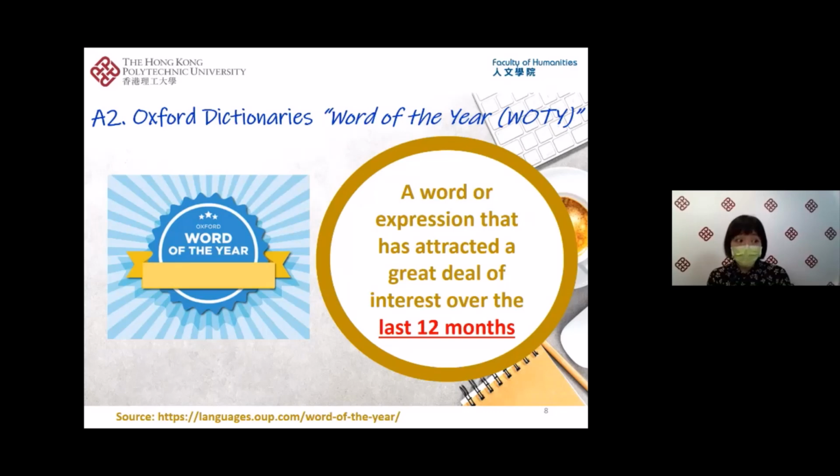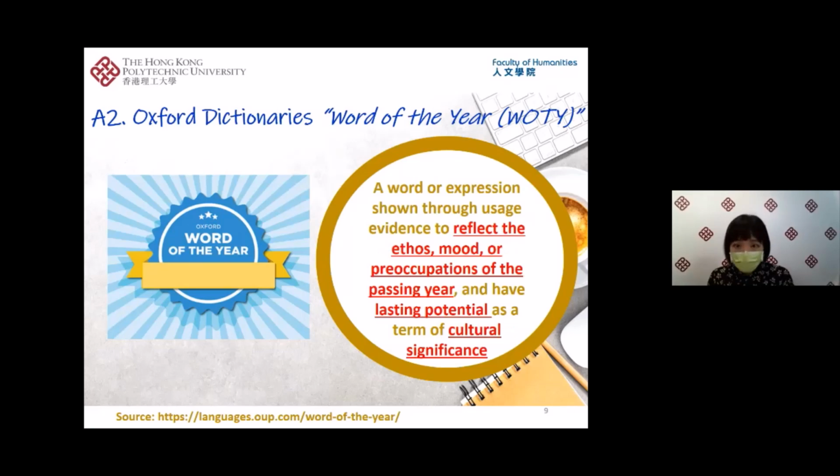It has to be a word or an expression. It doesn't have to be a word, but just an expression that has attracted a great deal of interest over the last 12 months. It means it has to be extremely popular in the past year. This is the first property. And the second property is that the Oxford Word of the Year has to reflect the ethos, mood, or preoccupations of the passing year, that means the past 12 months, and it must have lasting potential with cultural significance.